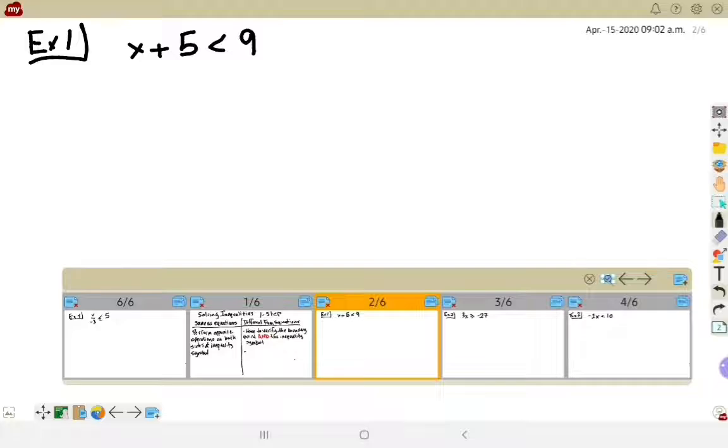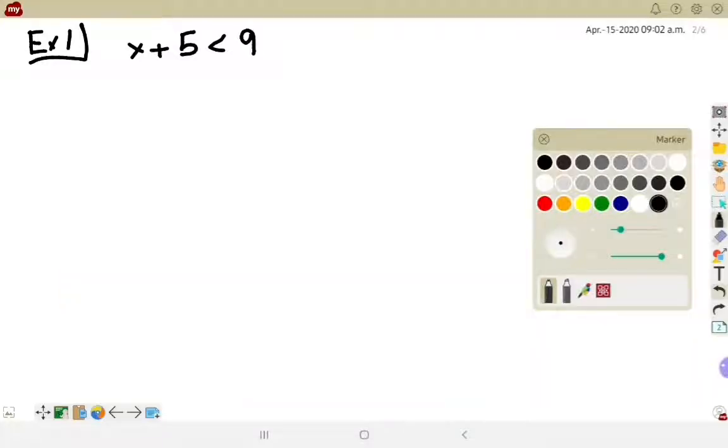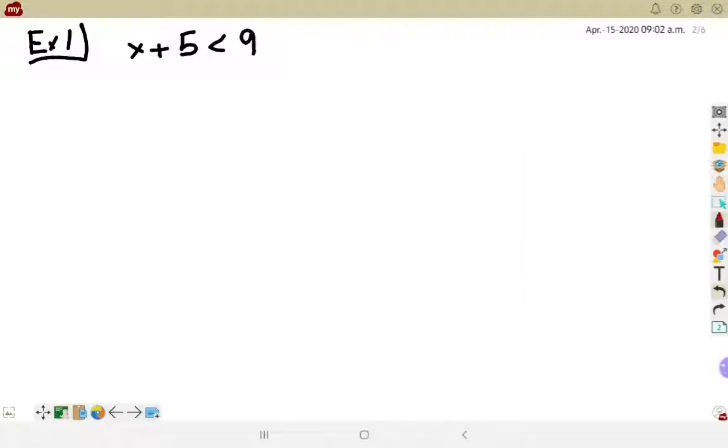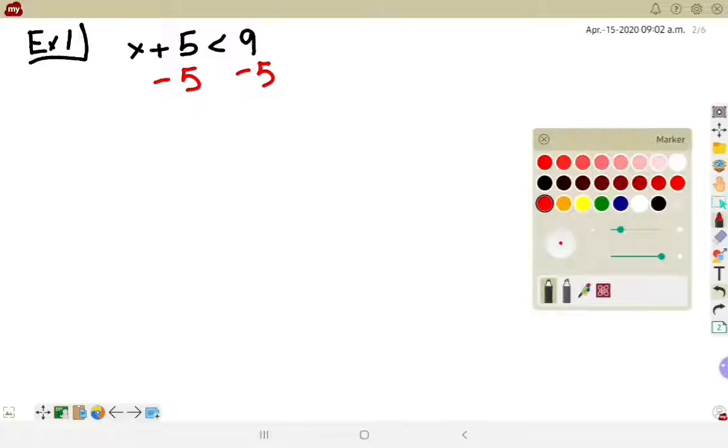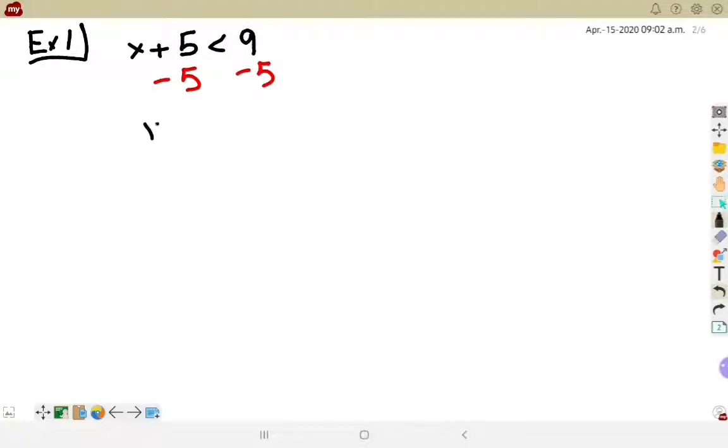So let's just look at something nice and simple. I got x plus 5 is less than 9. So my opposite operation would be to subtract 5 from both sides, and that leaves me with x is less than, and 9 minus 5 is 4. So my statement says x should be less than 4.